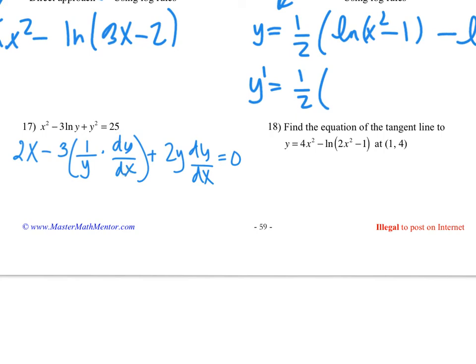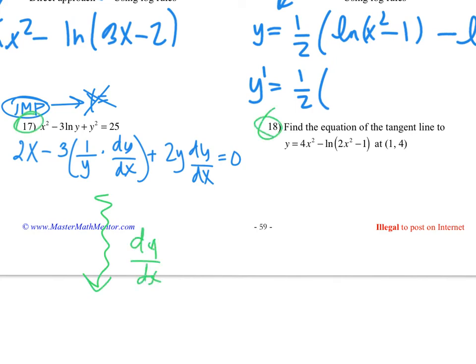Because we're deriving implicitly. How do we know we're deriving implicitly? Because it's not in y equals format. Since it's not in y equals format, it is implicitly stated, and we have to use implicit differentiation. Continuing on, y squared gives 2y dy dx, which is equal to 0, and from here you should be able to finish it by isolating dy dx. So I'd like you to finish up 17 and 18.